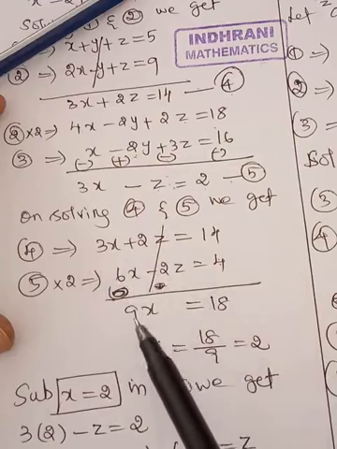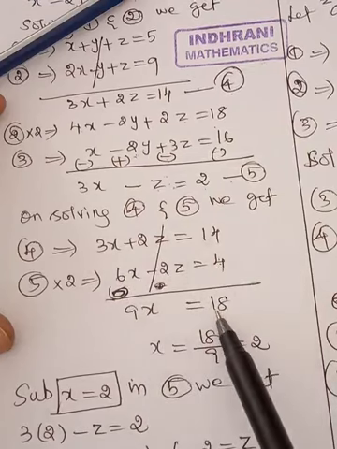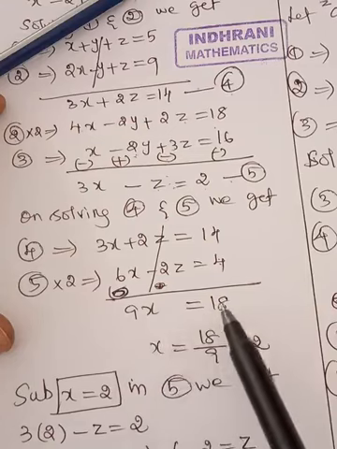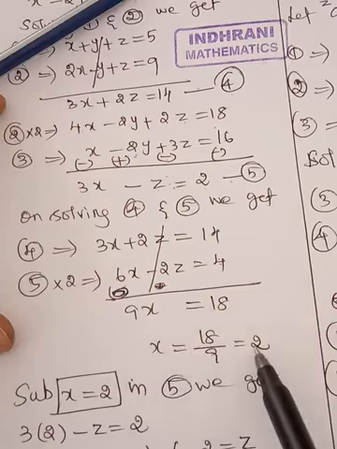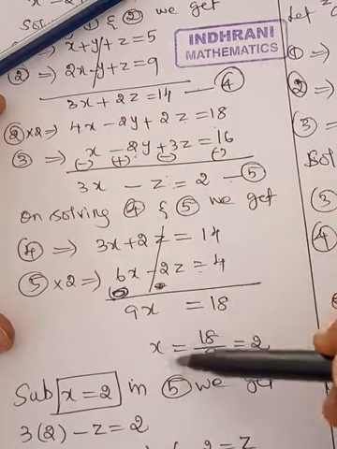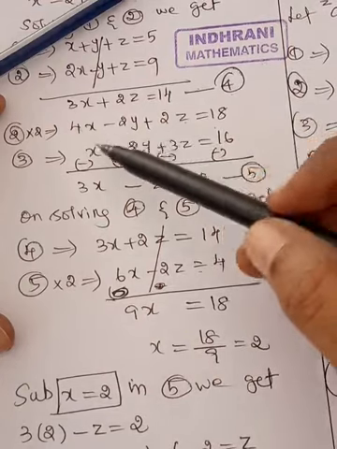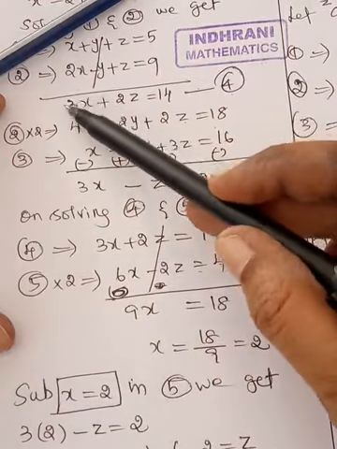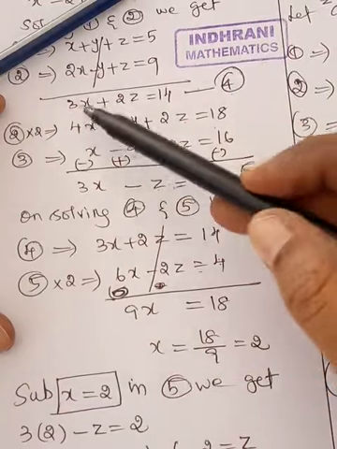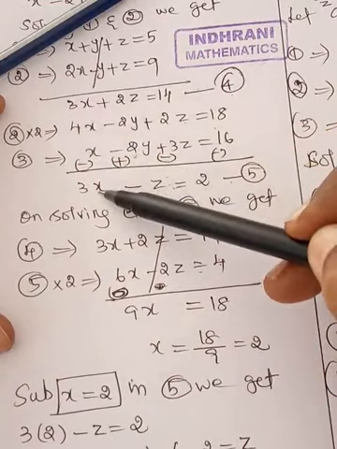3x plus 6x becomes 9x equal to 14 plus 4, equal to 18. So x equals 18 by 9, that is equal to 2. Okay, see here, we got the x value as 2. Now you see, one may take the coefficient of x, here 3x, here also 3x. We can eliminate x because the coefficients are equal.